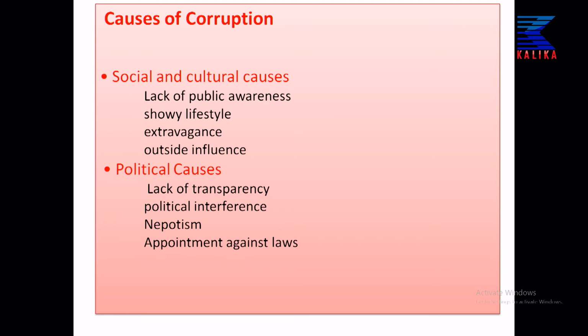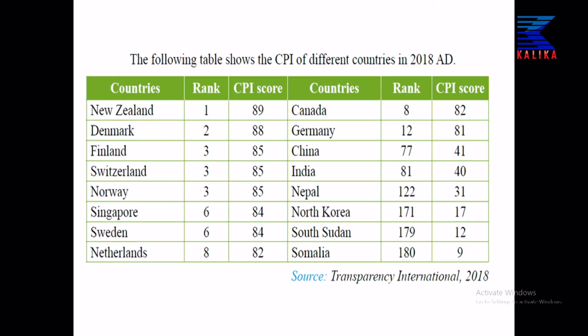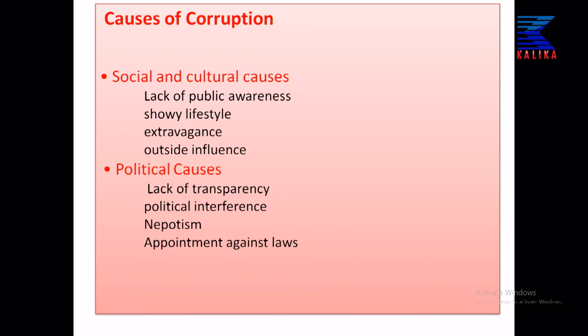If so, let us talk about the causes of corruption. Why does corruption take place in our society? There are multiple causes of corruption, and broadly we can categorize them into the following types. First of all, social and cultural causes.